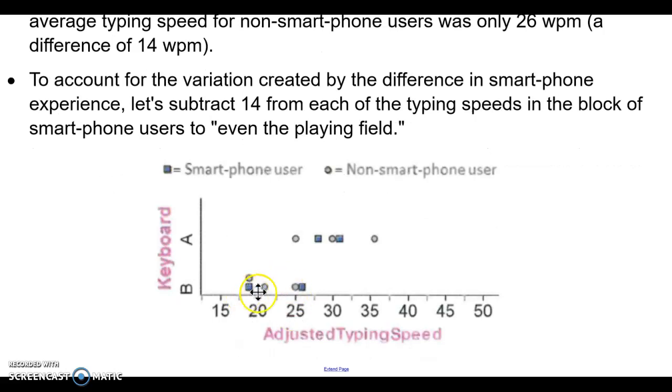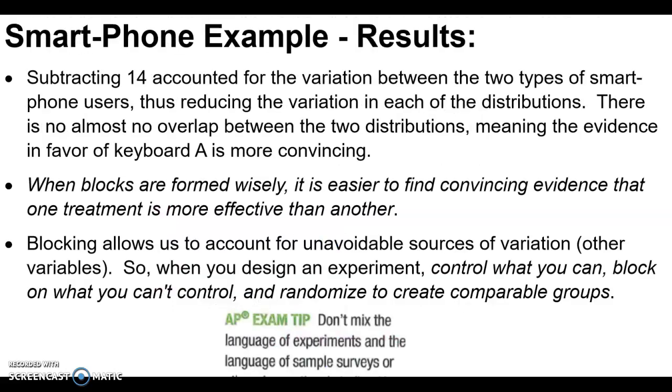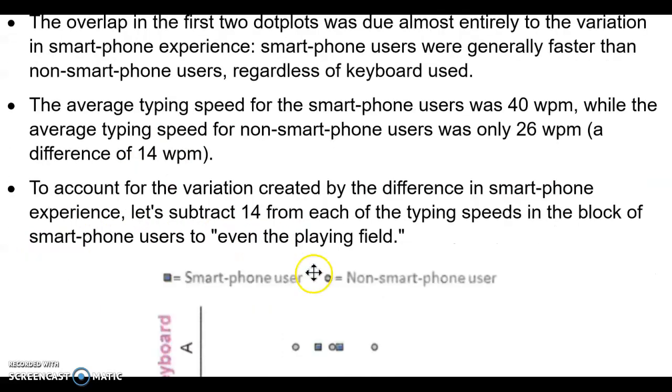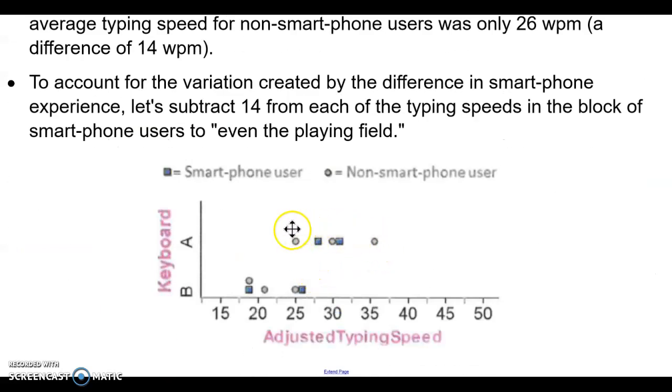Okay. But when they do that, you can see when the blocks are performed wisely, it's easier to find convincing evidence that one treatment is more effective than the other. So keyboard A is more convincing. Let's go back and look at that. So there's no overlap.